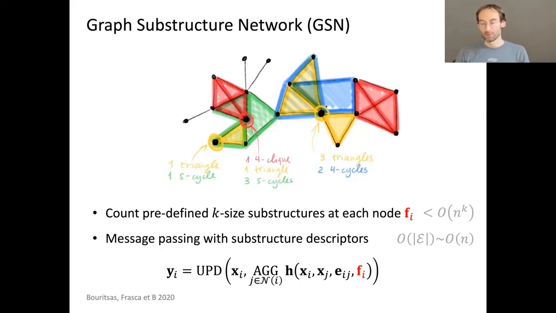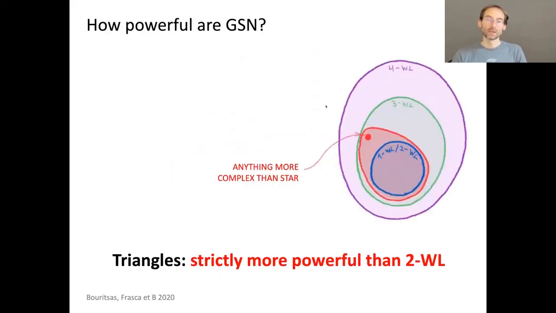There is this extra step of pre-computation that, in the worst case, takes order of n to the power k, which is as bad as high-dimensional graph neural networks. But in practice, for many structures, we can count them more efficiently, or we can count them approximately by some randomized algorithms, some of which have performance bounds. Now, what do we gain in this way? What we gain in this way is that we are strictly more powerful than WL, at least with certain structures that are, let's say, anything more complex than star-shaped graphs.